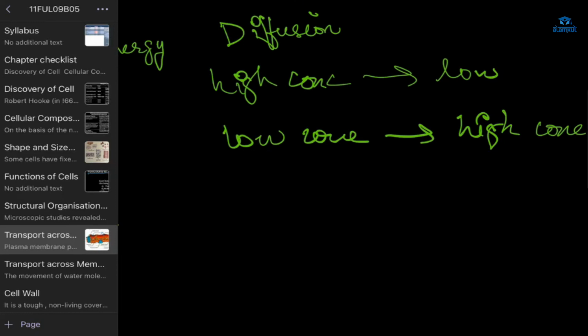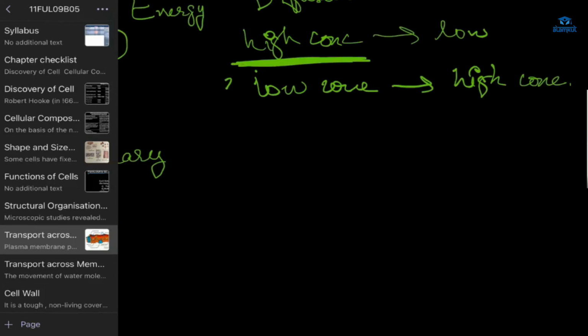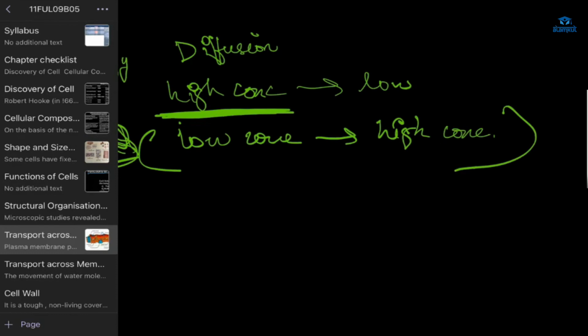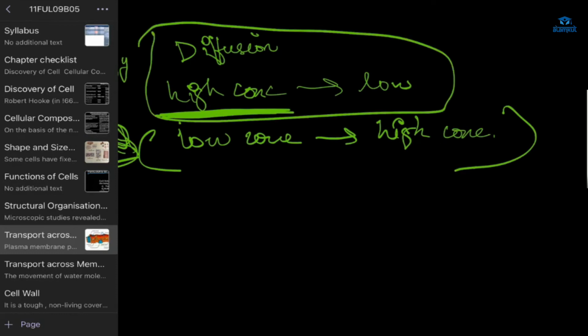Okay, ma'am. Ma'am, it's like facilitated diffusion. Yeah, it's like facilitated diffusion, but it is not like facilitated diffusion. From high concentration to low concentration, it is not going like that. You have to understand this. You have to remember this. Here we have only low concentration to high. This is for the diffusion. Okay, everyone understood?